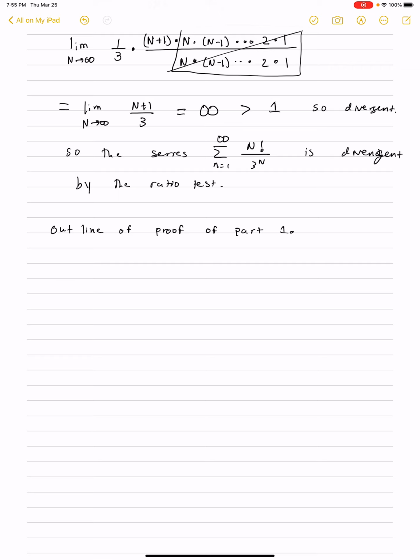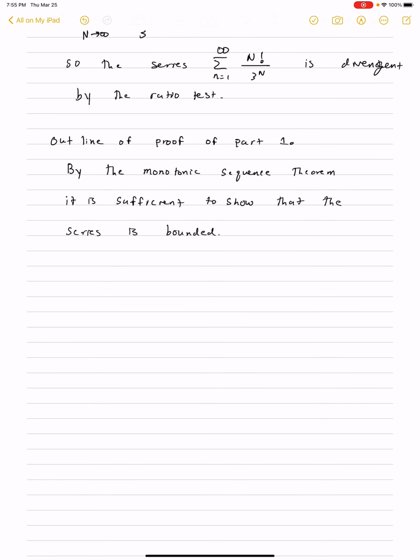Okay, so one thing that I'm going to say is that by the monotonic sequence theorem, it is sufficient to show that the series is bounded. Okay. So that's what we're going to do. We're going to prove that it's bounded.